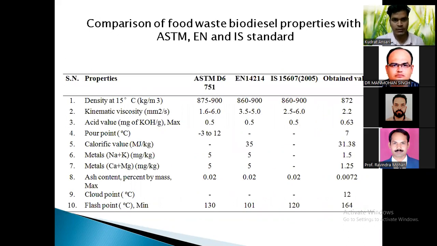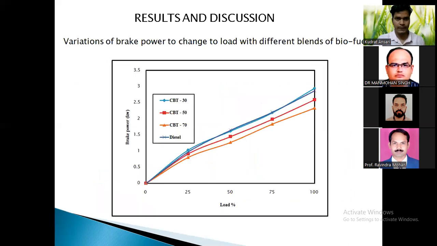Now the comparison of food waste biodiesel properties with the ASTM, EN and IS standards. We have taken properties like density, kinematic viscosity, pour point, cloud point, flash point, etc., with the different standard measurements such as ASTM D75, and the obtained values are given in the table. Now we will discuss the results and discussion.